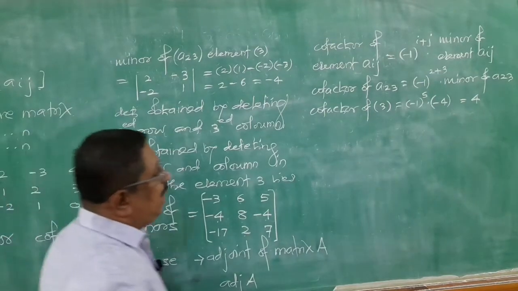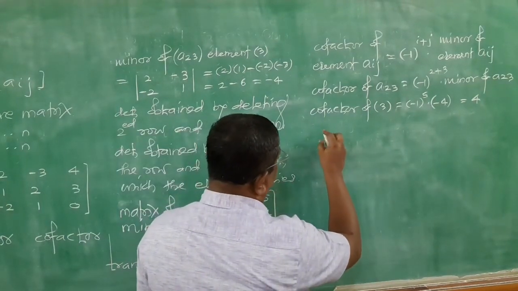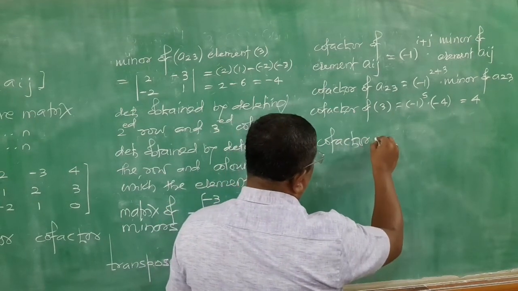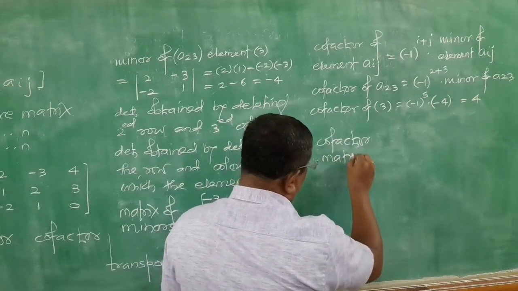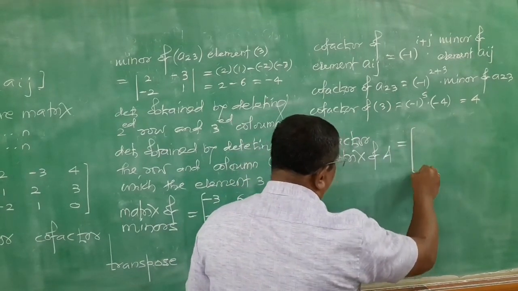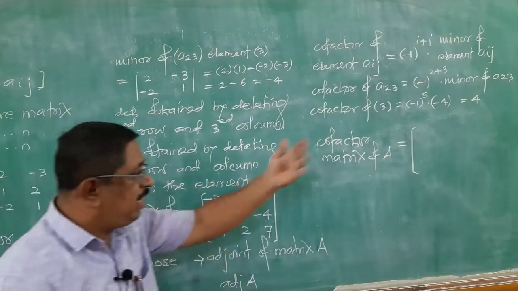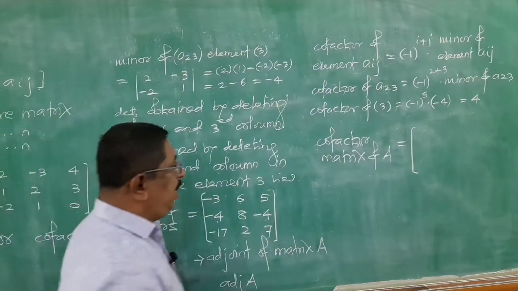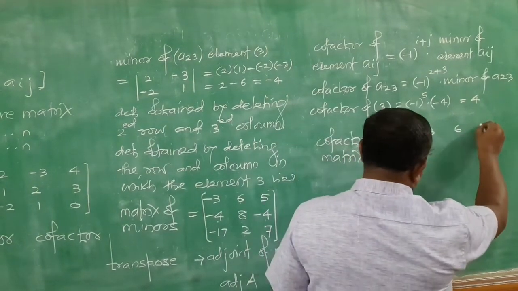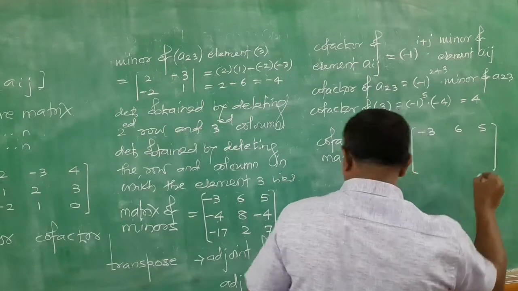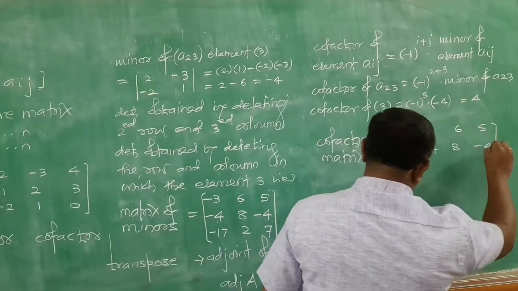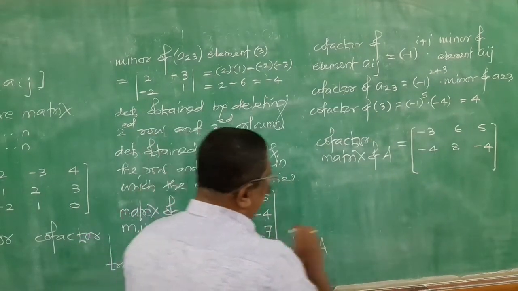Now let me write down matrix of cofactors. We call it cofactor matrix of matrix A is equal to, write down the minor matrix directly. It will be minus 3, 6, 5. The second row elements are minus 4, 8, minus 4. The third row: minus 17, 2, 7.